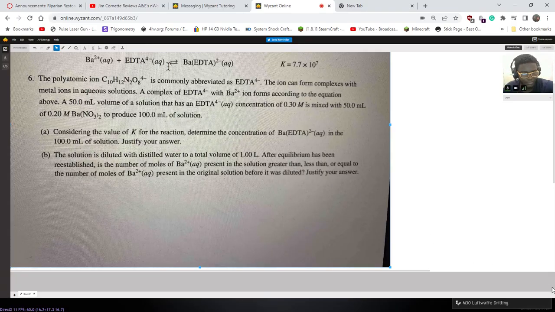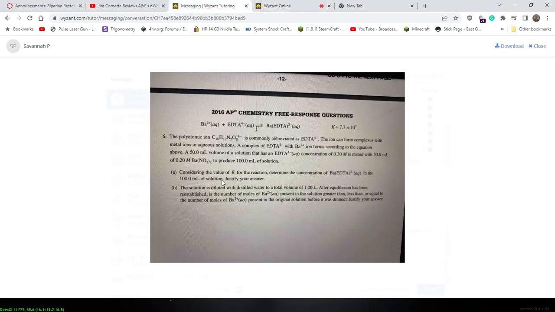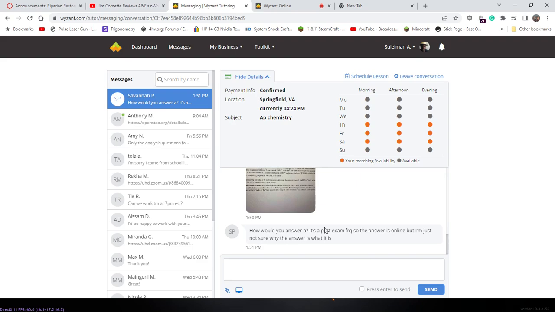Alright, okay, let me make sure I have all of these going. So, you wanted to know why certain things happen in this question the way they do. I don't know which part. Actually, let me go look. We can see here. How did you answer the past exam? I'm not sure why the answer is what it is.